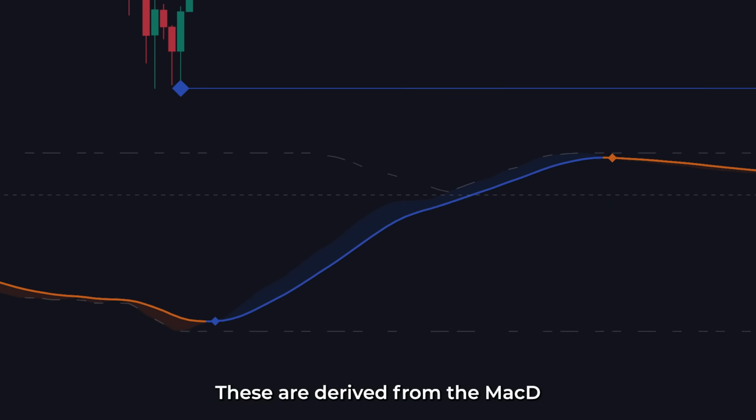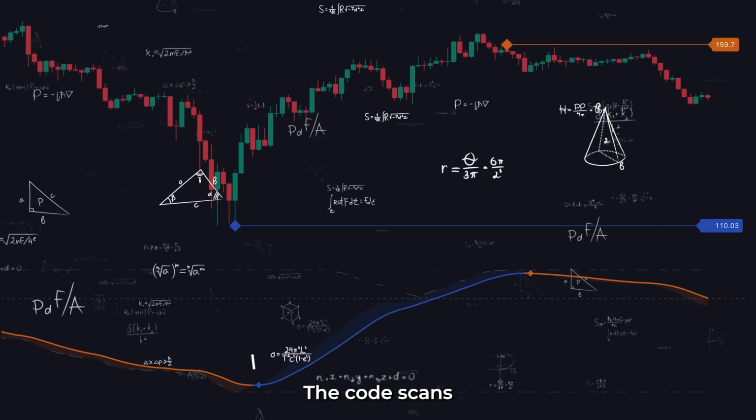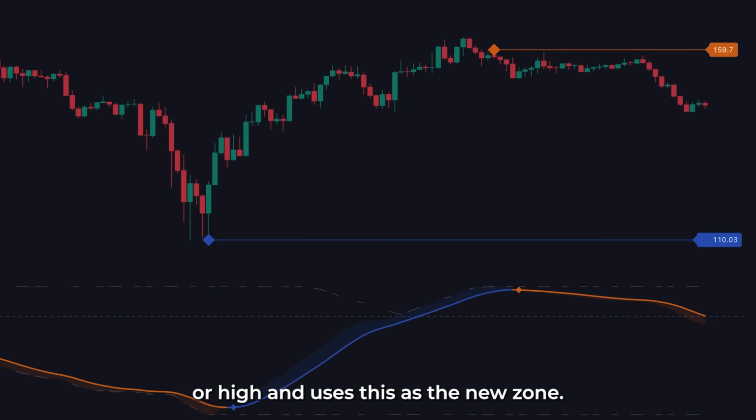These are derived from the MACD crossing points. When the MACD crosses over or makes a signal, the code scans for a nearby low or high and uses this as the new zone.